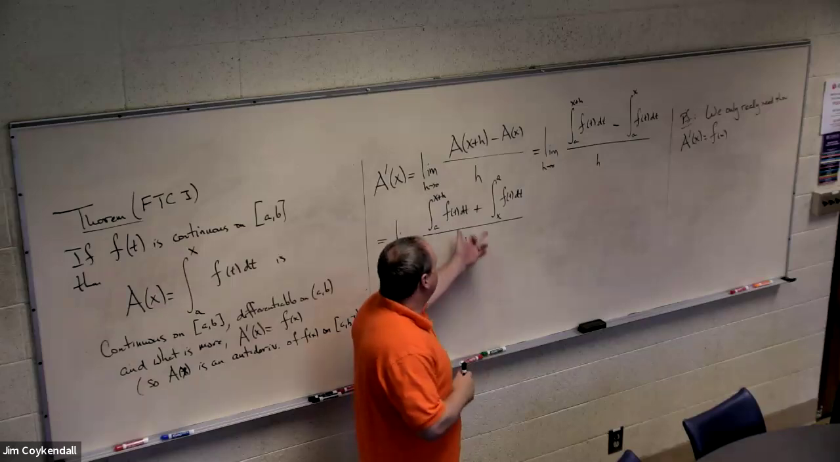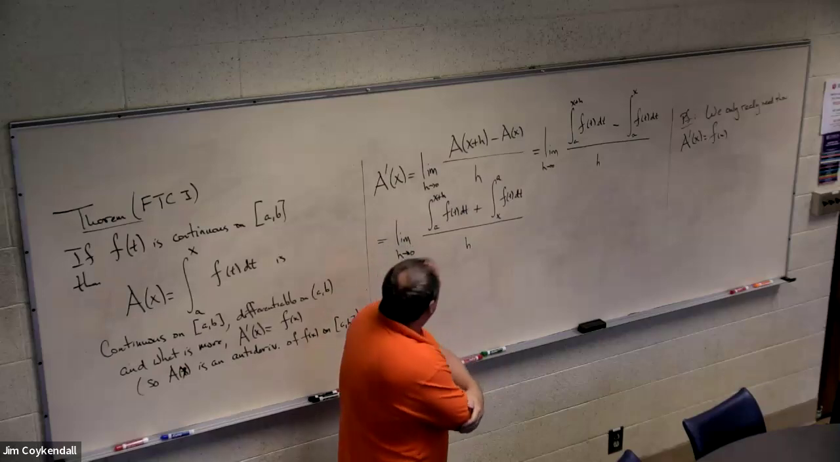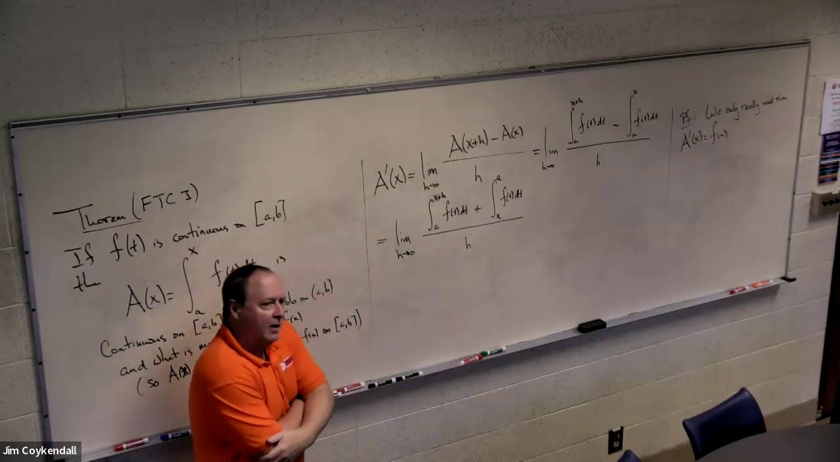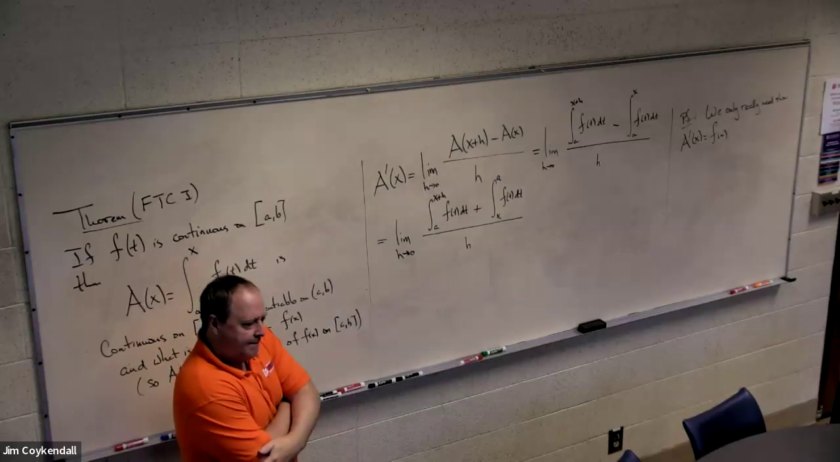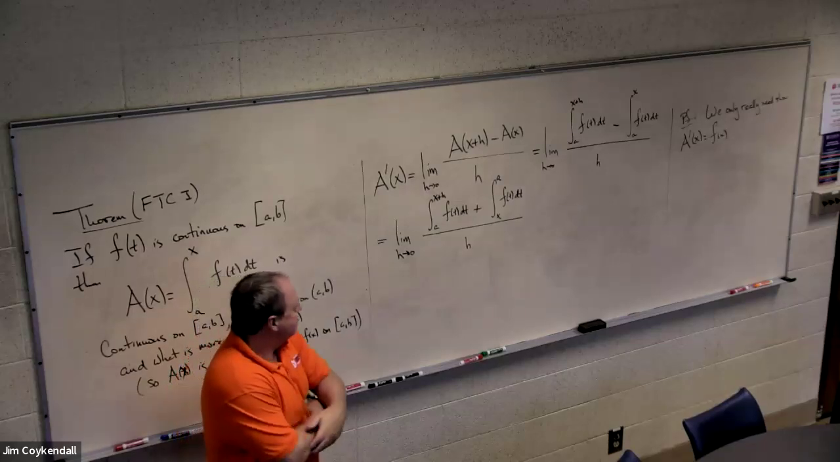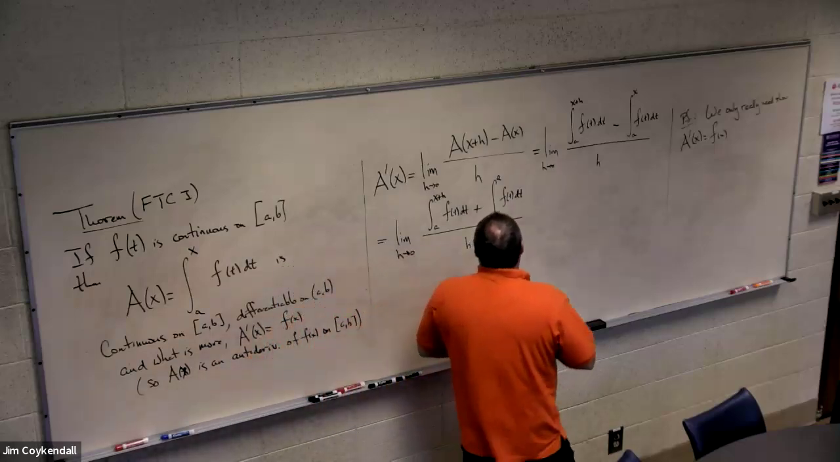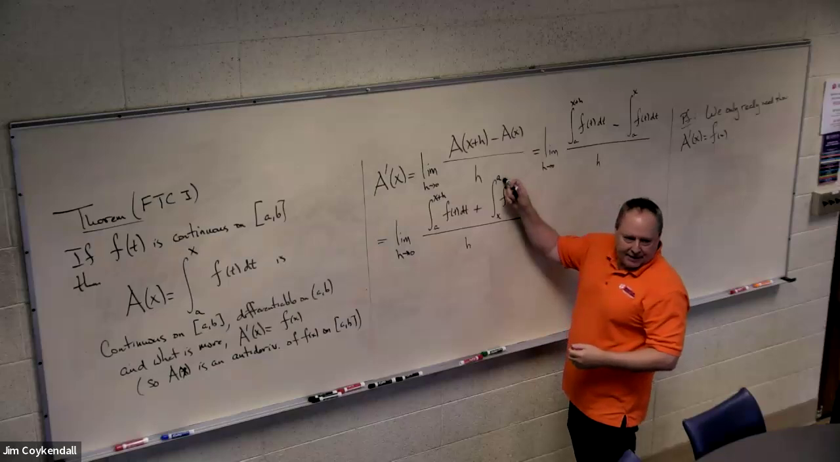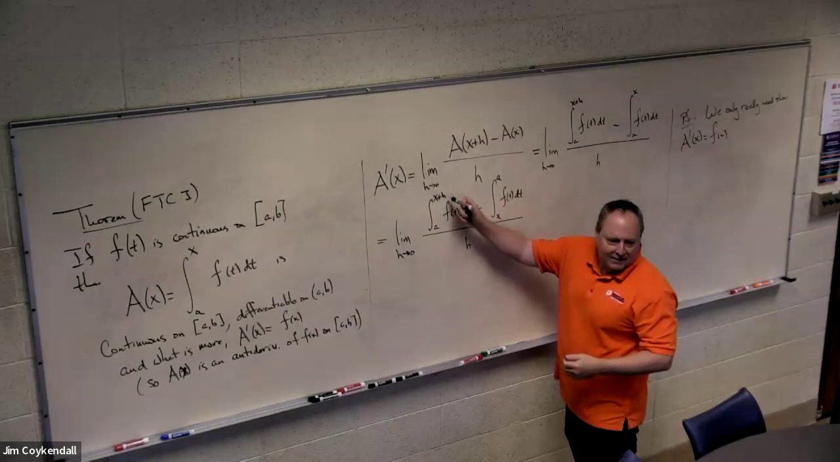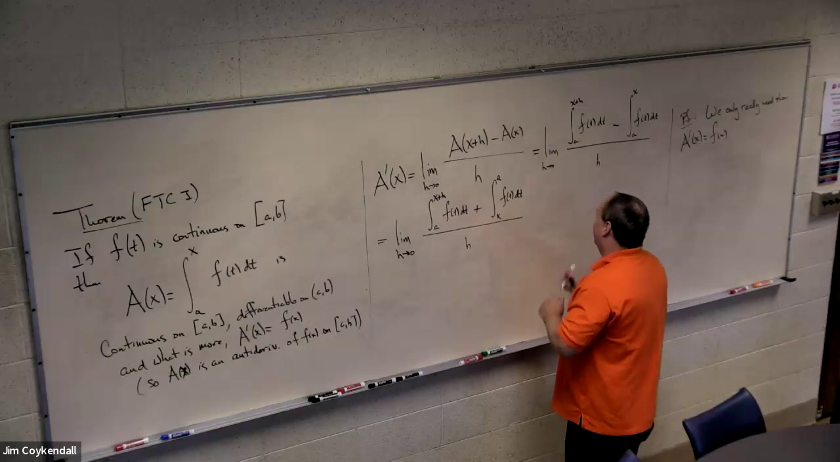Anybody see how I can write this single integral? Instead, I've got two integrals. Anybody see how I can write it as one? Well, eventually we're going to do that, but think about what we're doing. We're going from x to a, and we're going from theta equals h. There you go.